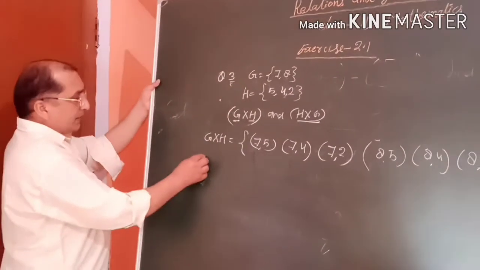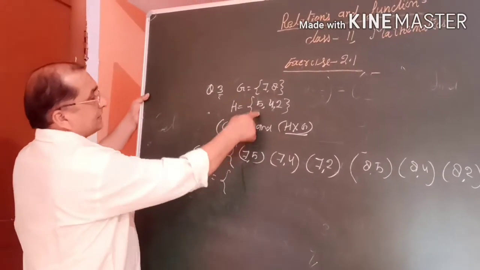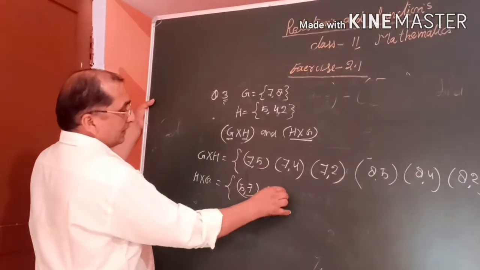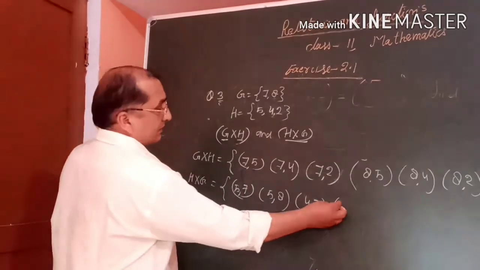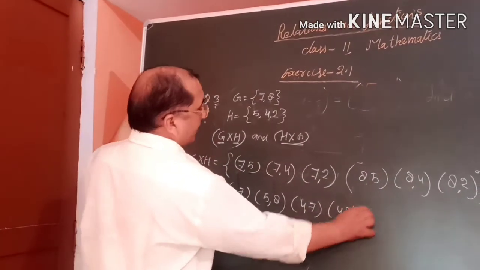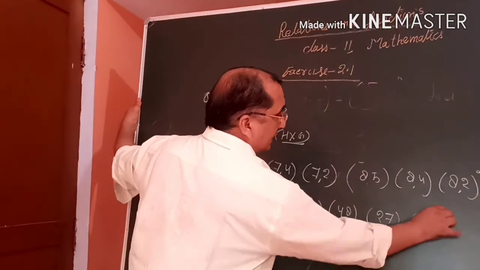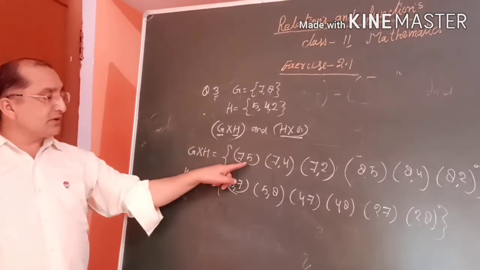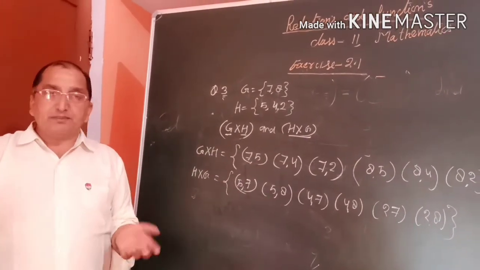But in the case of H cross G: 5, 7, 5, 8, 4, 7, 4, 8, 2, 7 and 2, 8. In this case, both are different. Now see, this is 7, 5, but here it is 5, 7. Although you people are thinking both are the same, they are not.